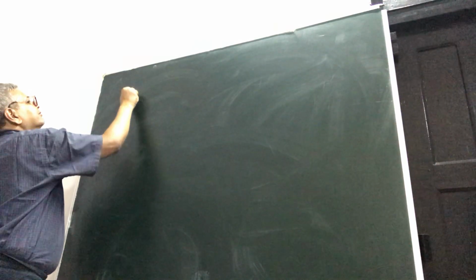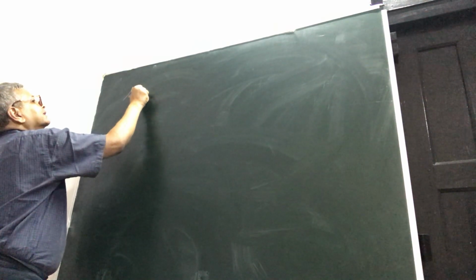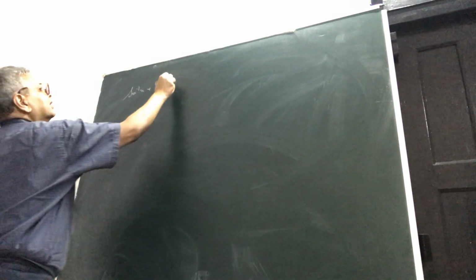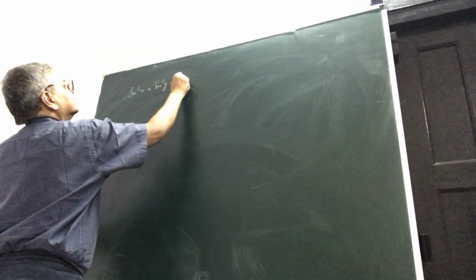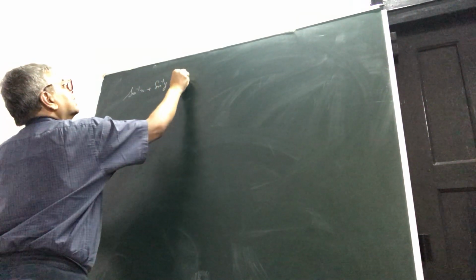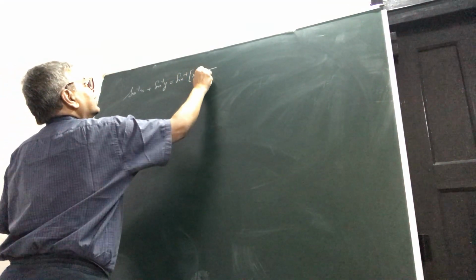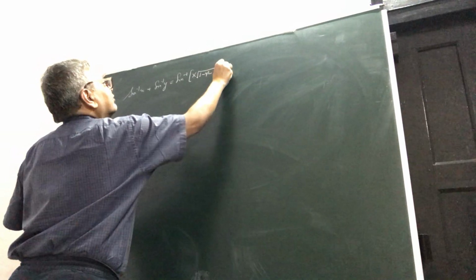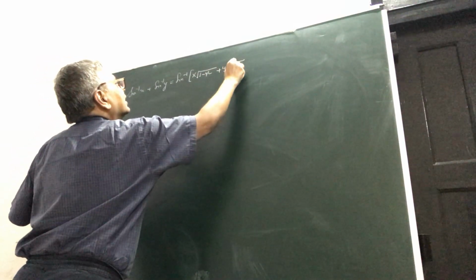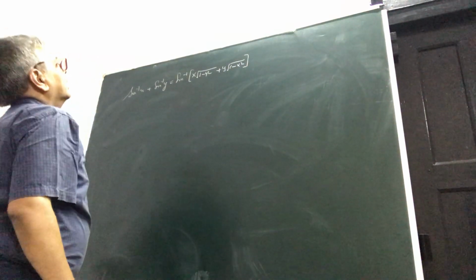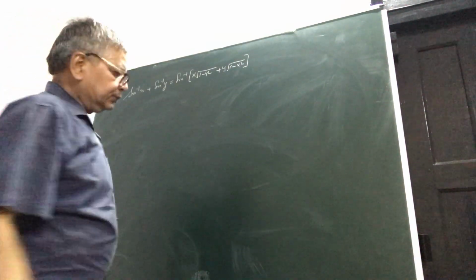So the first result here would be that sin inverse x plus sin inverse y is equal to sin inverse of x under root 1 minus y square plus y under root 1 minus x square, within brackets. Under what condition? Two conditions.